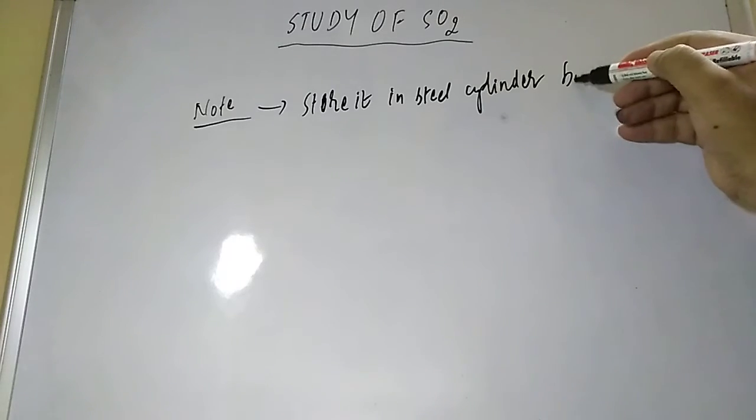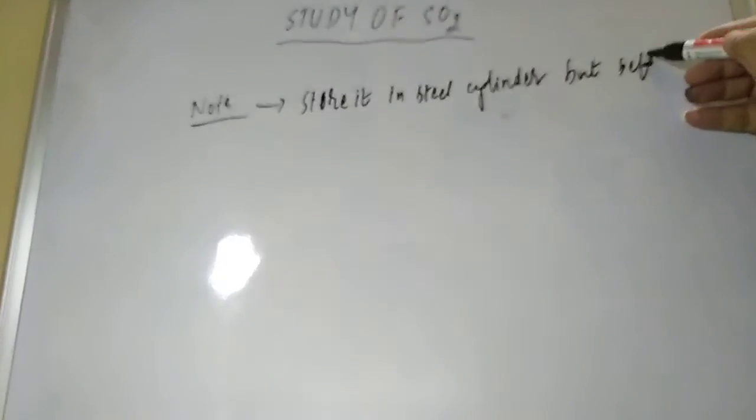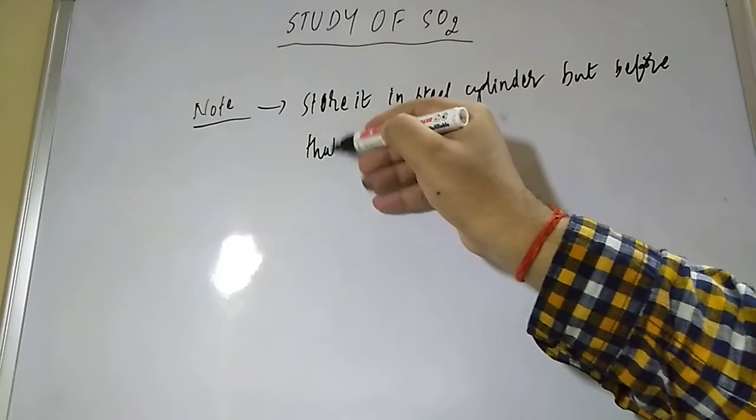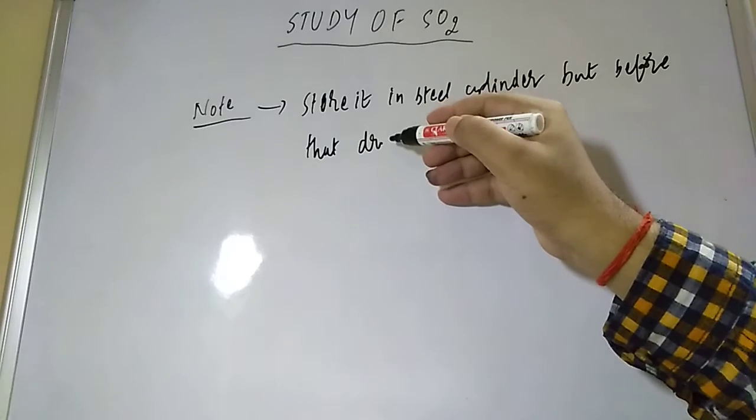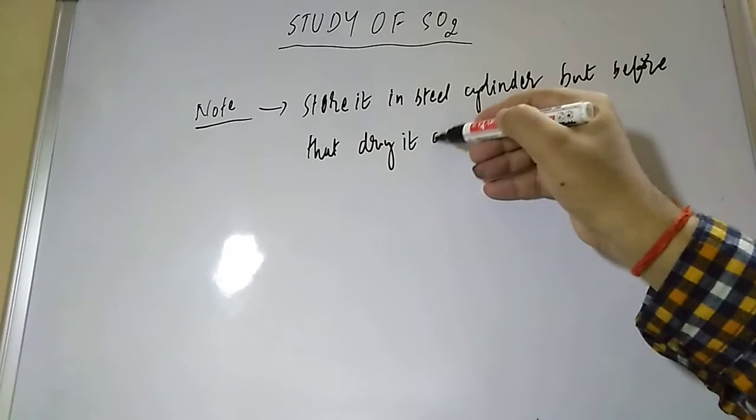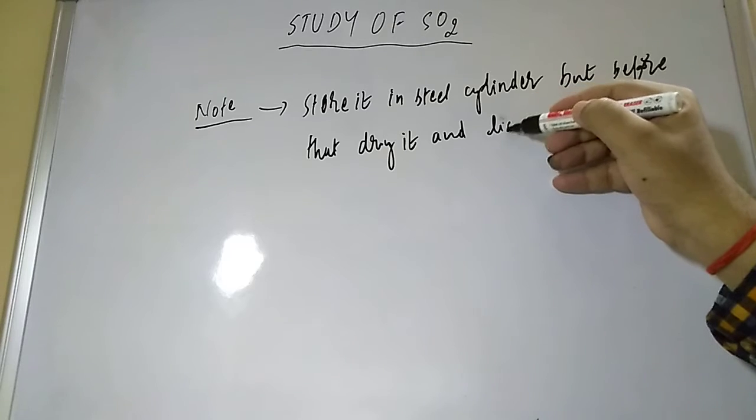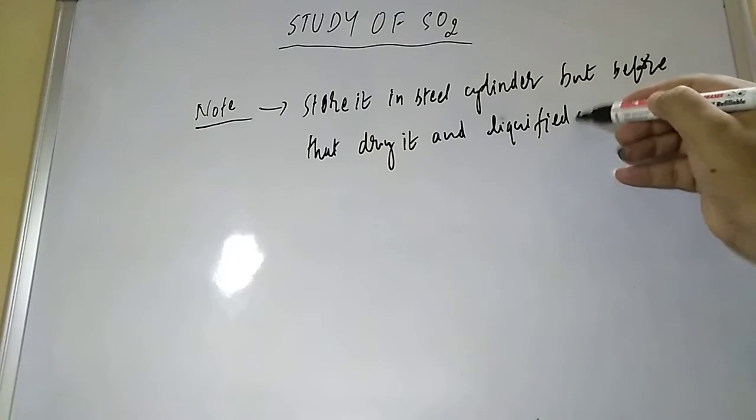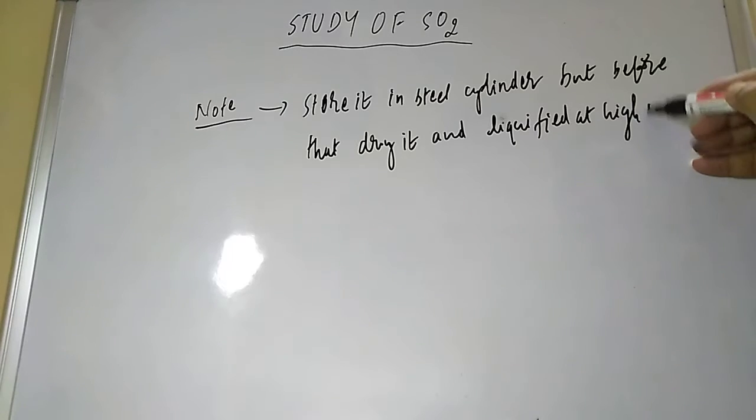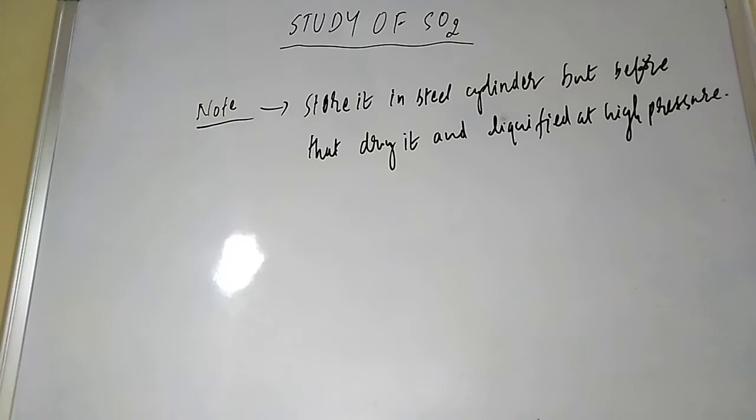But before that, firstly dry it, and liquefy it at high temperature and high pressure. If you do not dry or liquefy it, it might get converted into a different product. That is why first of all we have to dry this gas, remove the moisture, and then liquefy it.